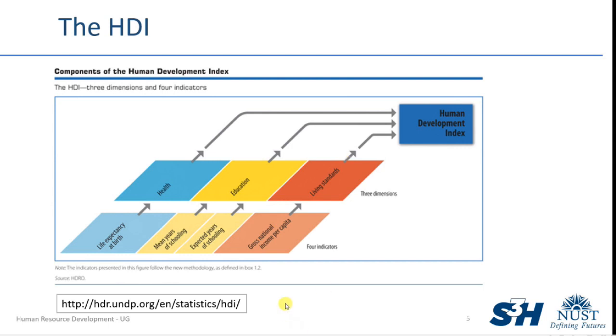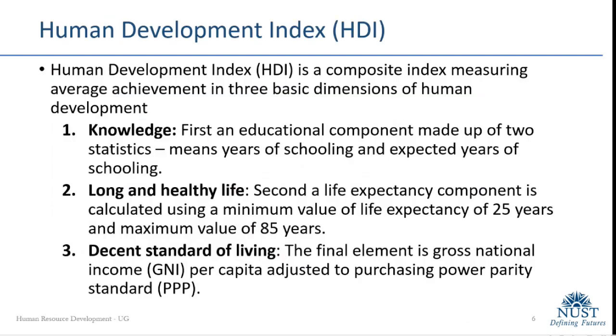So living standards is captured by gross national income per capita. Why gross national income, not GDP? We'll talk about it in this slide. So how do they define it? Some of the aspects I have already covered. Inside the Human Development Index, knowledge is captured by two statistics, as I just mentioned, mean years of schooling and expected years of schooling.